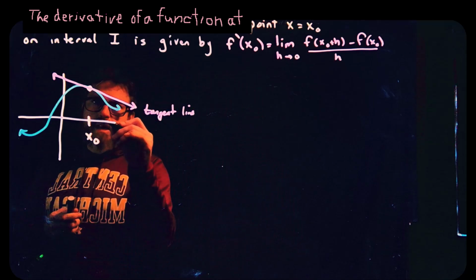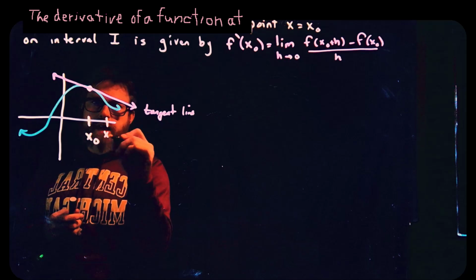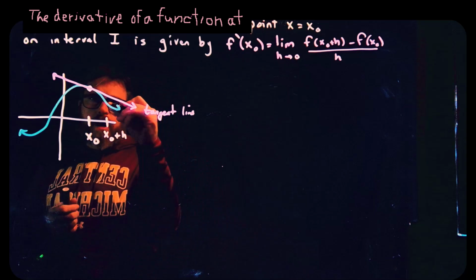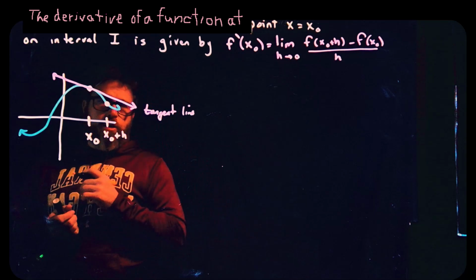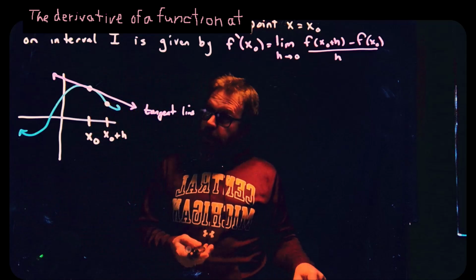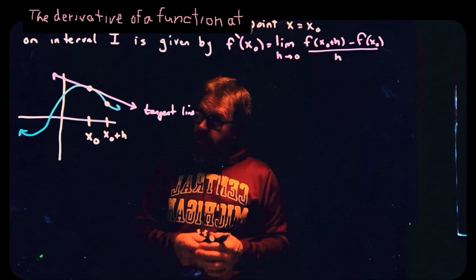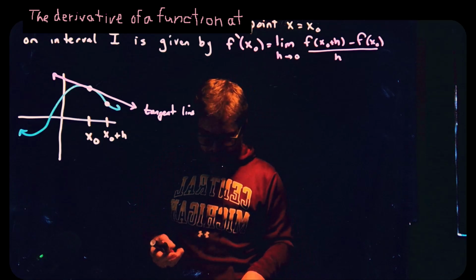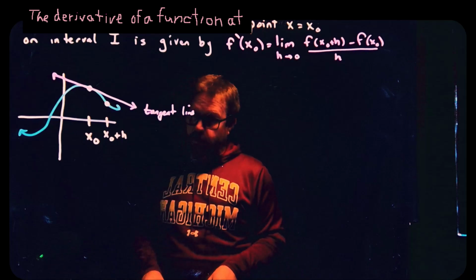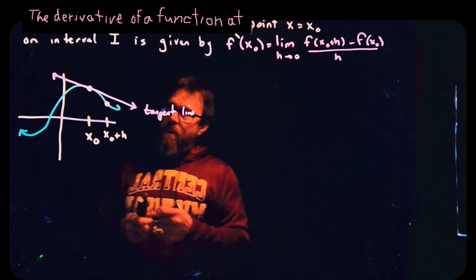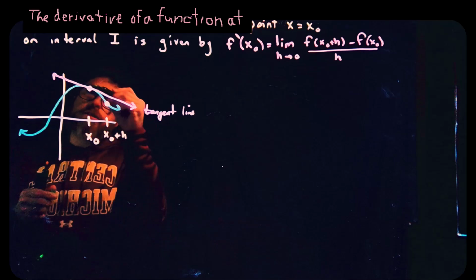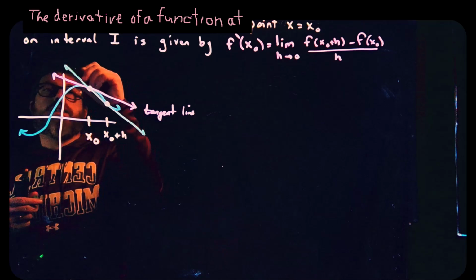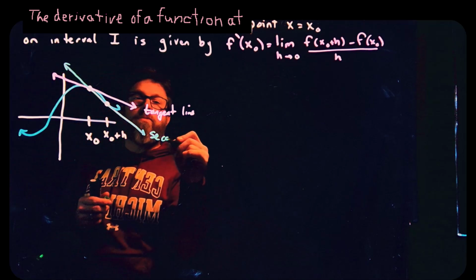So let's call this next point over here x naught plus a little bit more, so x naught plus h. Now, if I have a point that is a solution point of that curve, I could now find the slope using this. So I could find the slope of what's called its secant line. That's this piece right here. This is considered a secant line because it goes through 2 points as opposed to 1 point.